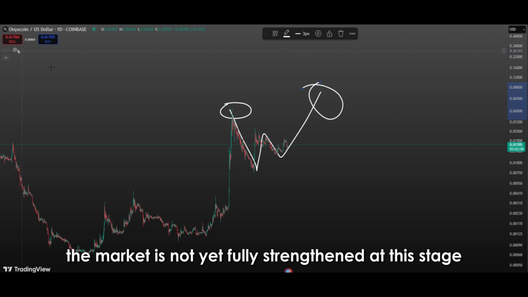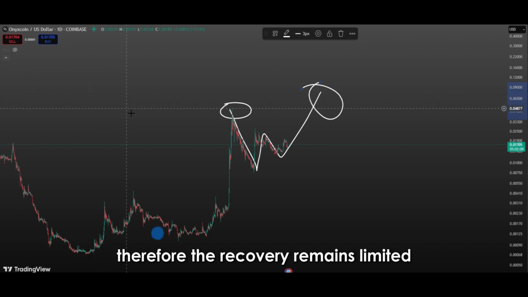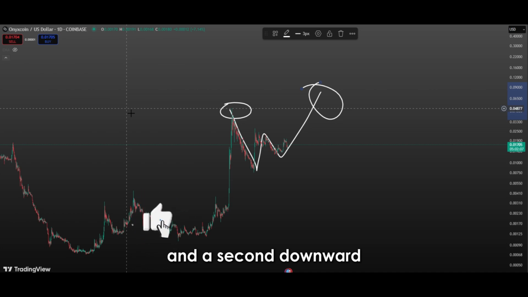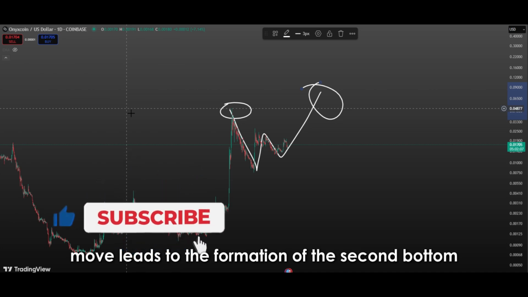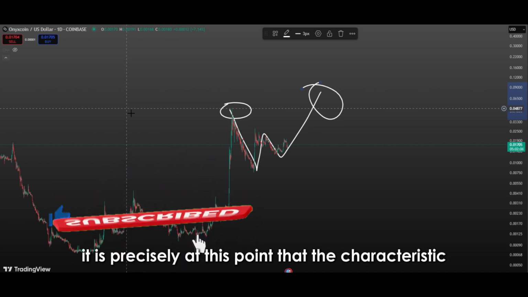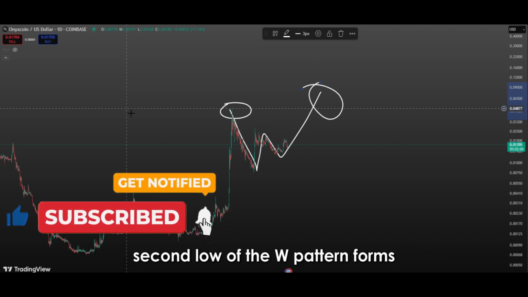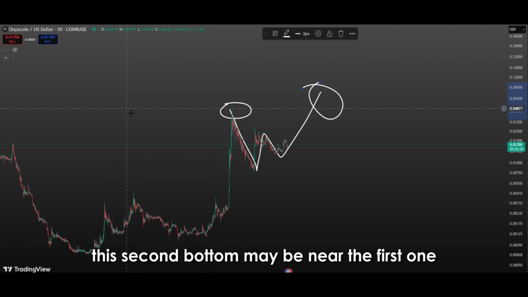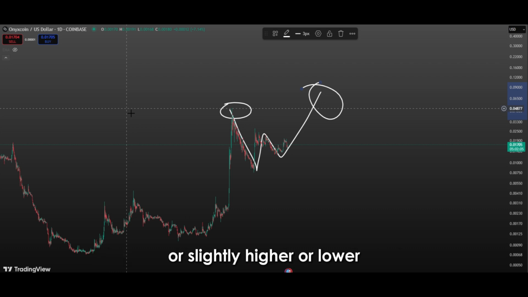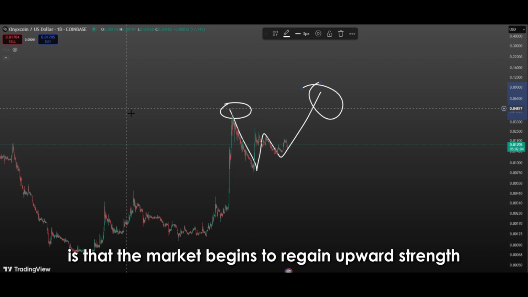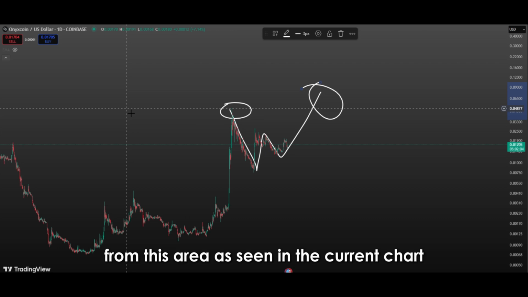However, the market is not yet fully strengthened at this stage, therefore the recovery remains limited, and a second downward move leads to the formation of the second bottom. It is precisely at this point that the characteristic second low of the W pattern forms. This second bottom may be near the first one or slightly higher or lower. What matters is that the market begins to regain upward strength from this area.